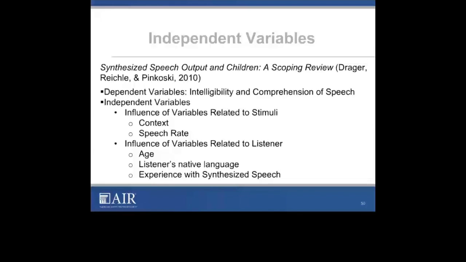Draeger and company were involved in a study that looks at the synthesized speech output for children. And they use the independent variables as their organizing principle or categories here. Ones that are at least of interest to us, to say the least, if not important to assessing how effective synthesized speech functions here.